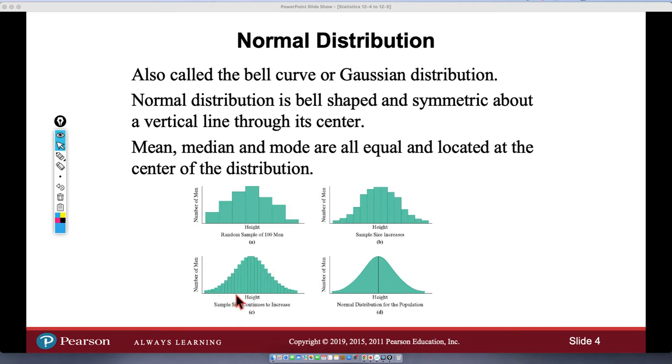And what we find is the more data we get, notice this is with 100 men, it's kind of chunky. As we get larger and larger samples, it becomes a smoother and smoother curve. And what we see is that this is what we call the normal distribution, that bell-shaped curve. The types of things that have this sort of shape to the data are things that are based on complex processes.